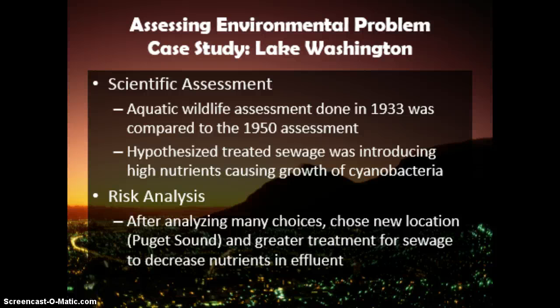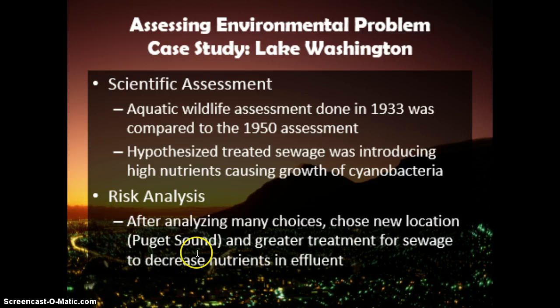And after looking at all their options and their costs and their benefits, they decided that they were going to build a ring of sewers around the lake, and that those sewers would collect the effluent and treat it again before discharging it into Puget Sound. So they picked a new location to put the effluent.